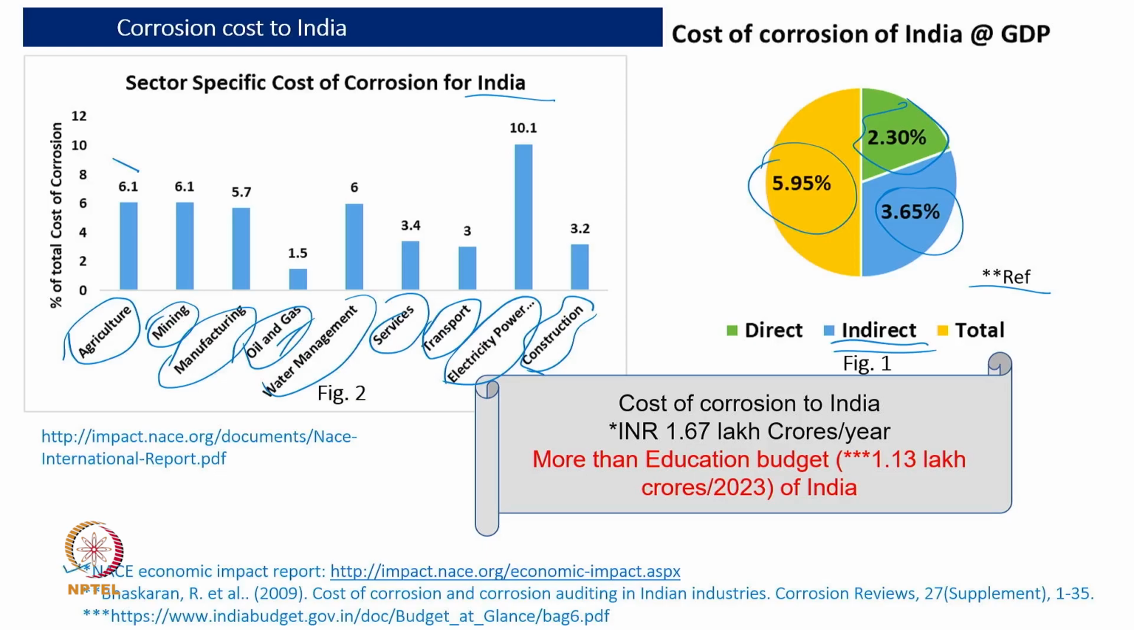So, the 1-star reference is here, where we try to compare the cost of corrosion, which is roughly around 1.67 lakh crores in this case. Then this is a 3-star reference, which shows that even the complete budget for education in India is roughly 1.13 lakh crores, which is lesser than the cost of corrosion. So, that is why we require more and more education, more and more awareness related to corrosion, so that this cost can come down significantly.